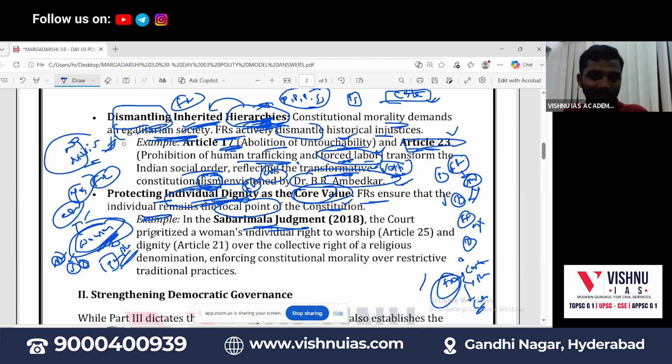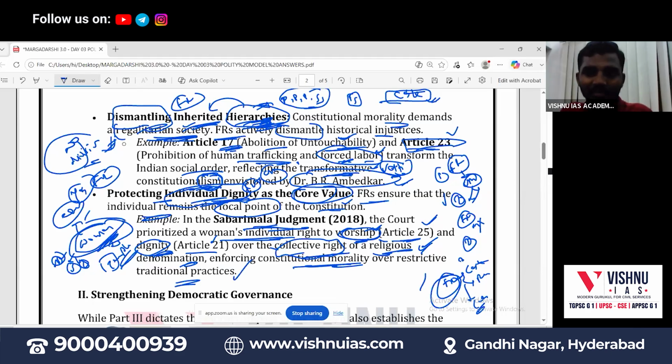The example is the Sabarimala judgment. The court prioritized women's right to worship under Article 25, and the right to dignity under Article 21, that is, the right to life and privacy. This was over the collective right of the religious denomination. What is the collective right? Society says the Sabarimala temple should not be opened for women, but is that to be followed? No, because the constitution says everybody has the right to worship and the right to dignity. So it prevails over the collective right. That is the idea: enforcing constitutional morality over restrictive traditional practices.